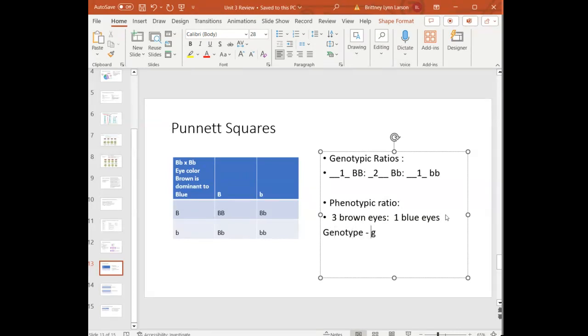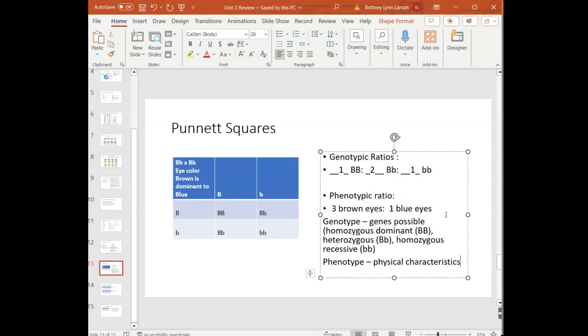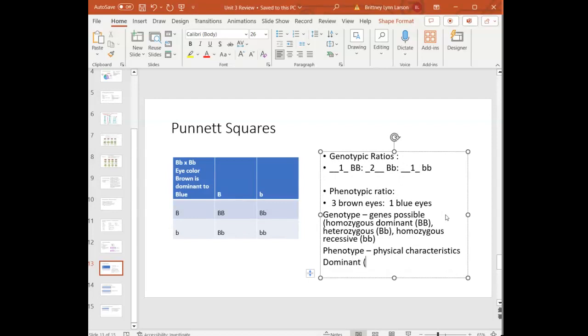So the genotype is the genes possible. So that's going to be the individuals if they're homozygous dominant, in this case having 2 dominant, 2 capital letters, heterozygous, or homozygous recessive. Okay. And when I talk about the phenotype, I mean the physical characteristic. And this is going to be either dominant, in this case brown, or recessive, in this case blue.